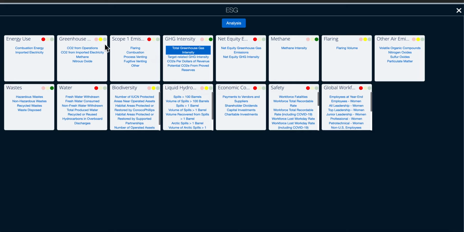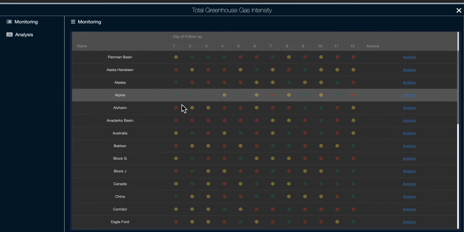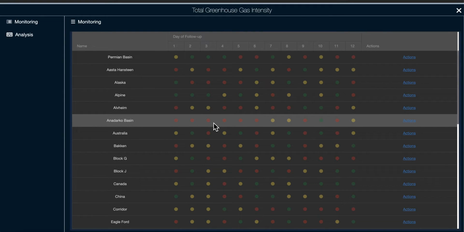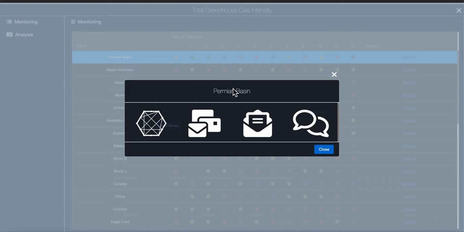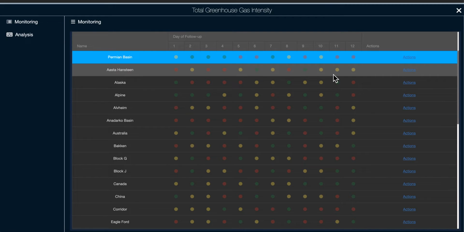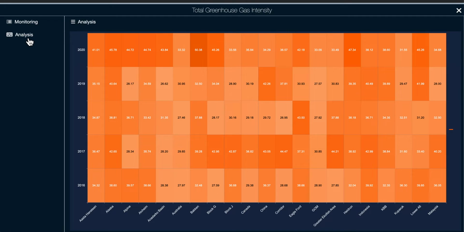And here, once we have decided on which framework we're going to use, we can look at it, we can monitor how the compilation process is happening, whether information is within threshold or not, and then we can communicate with the different investments or business units to, if there's any lacking of data, get that data automatically. We can also look at a heat map and understand from all the different investments which ones have, in this case, the most greenhouse gas intensity.